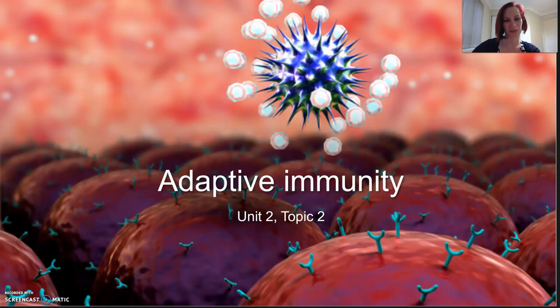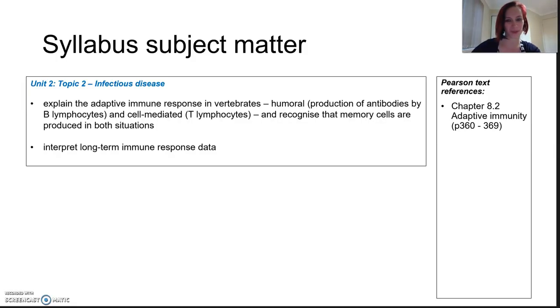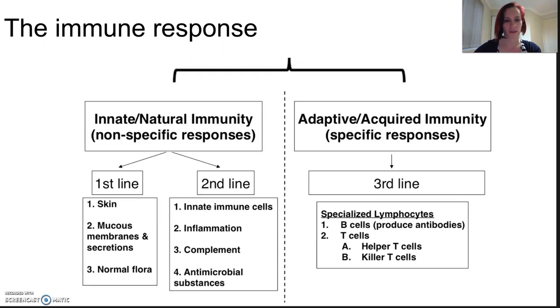All right, in this lesson, we are talking about adaptive immunity. Here are our 2 dot points. Now, they might not look like much, but they are hiding a lot of very important and complex information. All right, let's review the immune response.